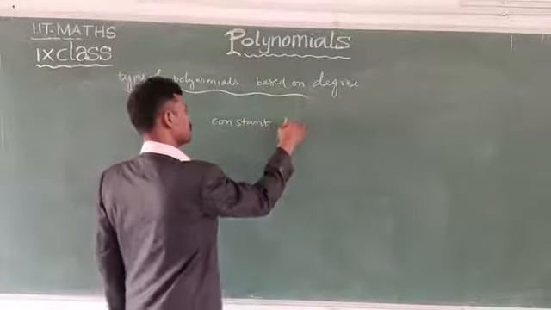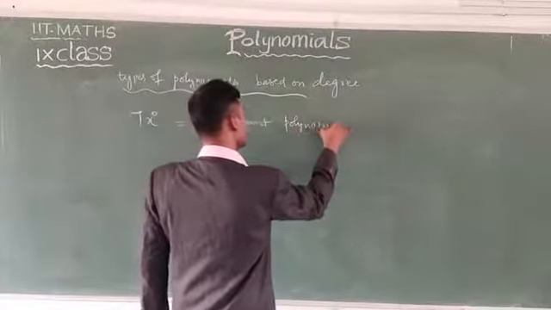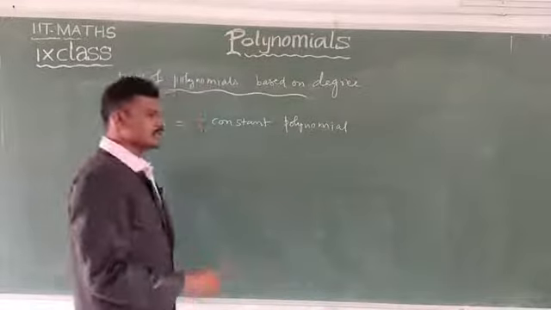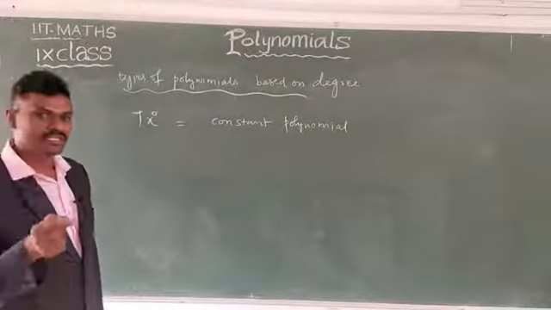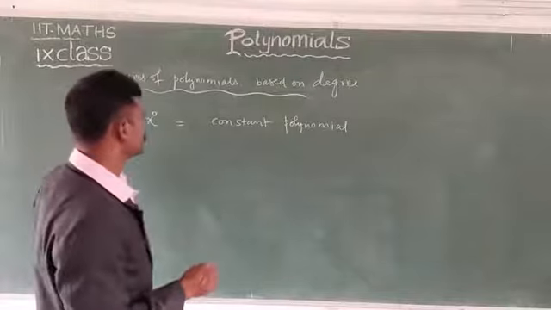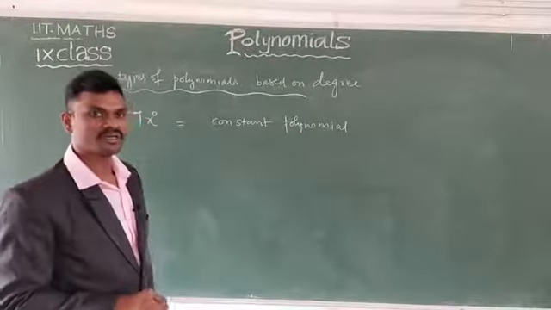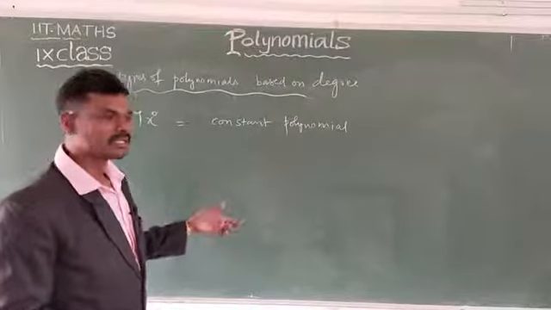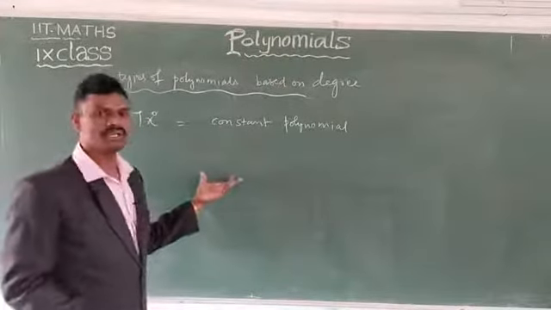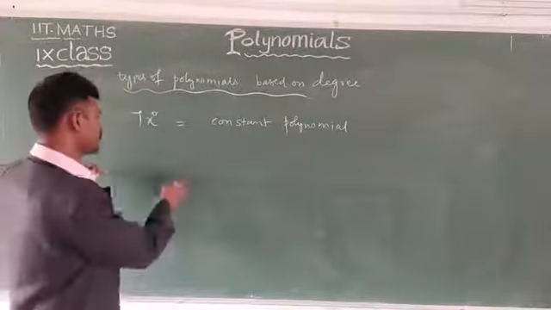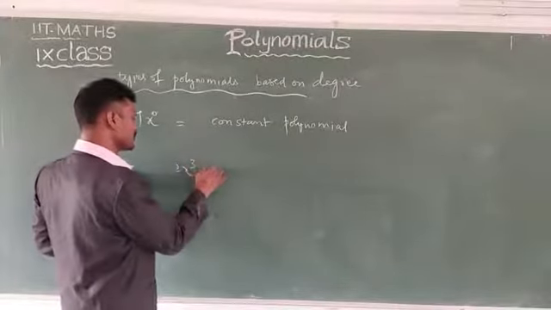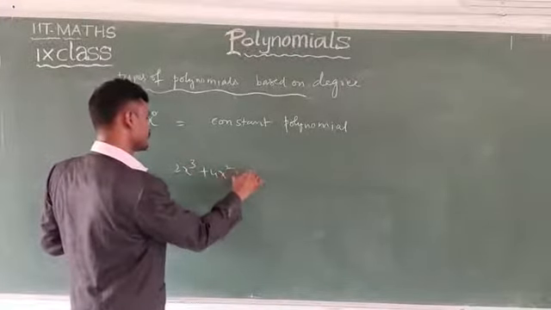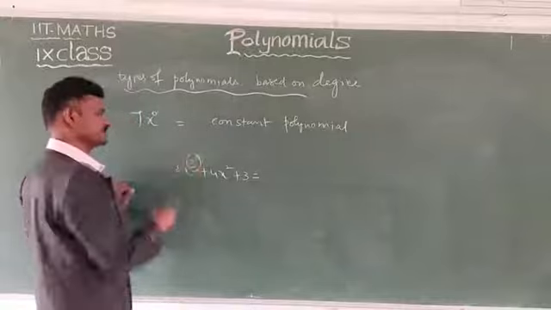Constant polynomial. A polynomial whose degree is equal to 0, that polynomial is called the constant polynomial. Here, what is the degree of the polynomial? The highest power of the polynomial is called the degree of the polynomial. Suppose here 2x cube plus 4x square plus 3. Here what is the degree? Here 3.